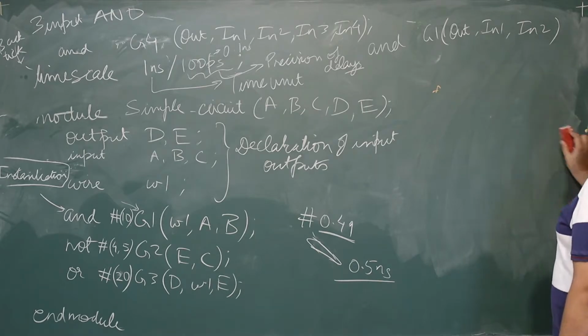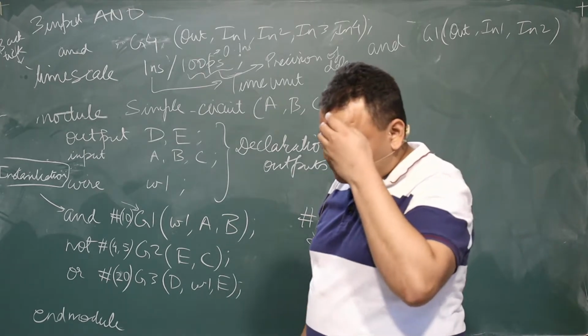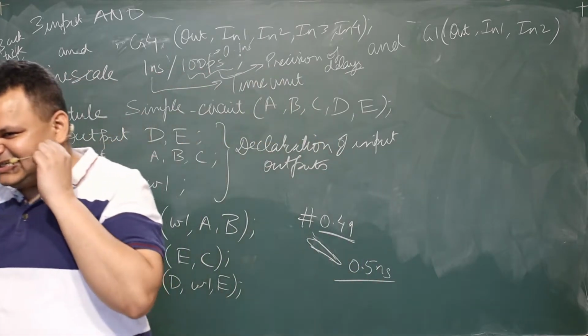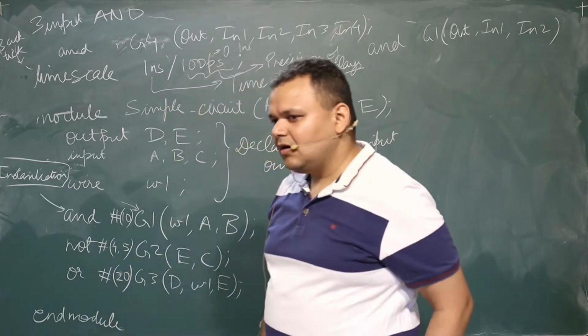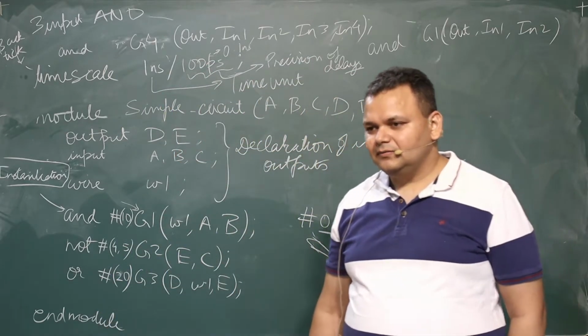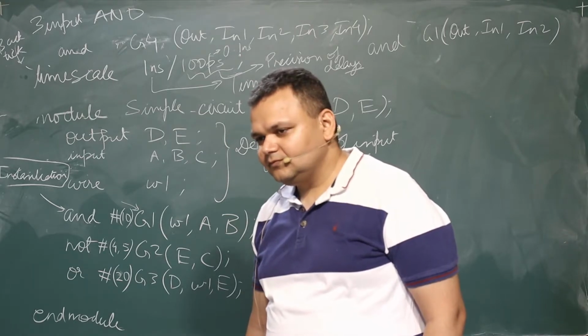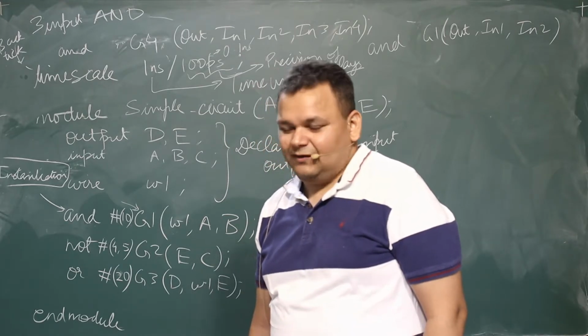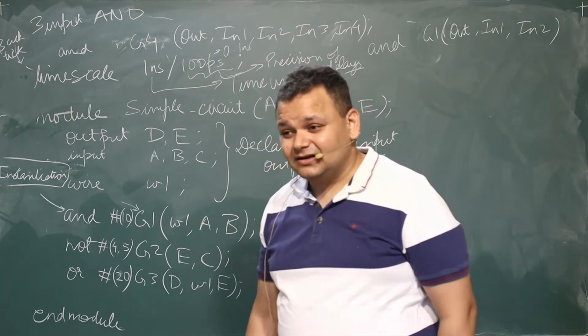Sir, when we were not mentioning delay here, what was happening? Then everything happened instantaneously. There was no delay. But sir, how can it happen instantaneously? First, we have to wait for E to come, and then only OR will be taken. No, it won't happen in that manner. That does not happen in real circuits either.